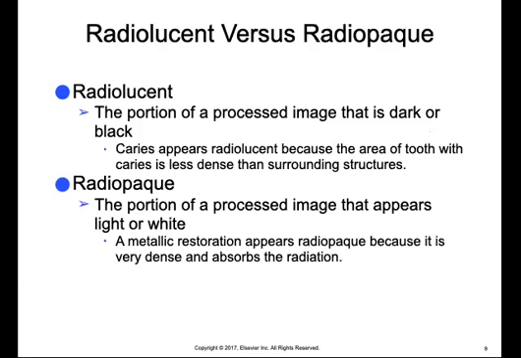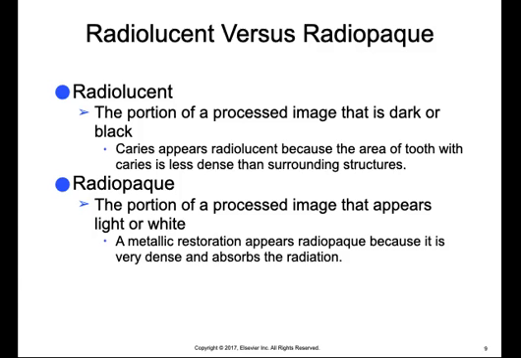So the terms radiolucent and radiopaque are used to describe appearances of all the structures seen on your dental image. An image appears radiolucent, black or dark, where the tissues are soft or thin, and appears radiopaque, white or light, where the tissues are thick or dense. And radiolucent refers to the portion of a processed dental image that is dark or black.